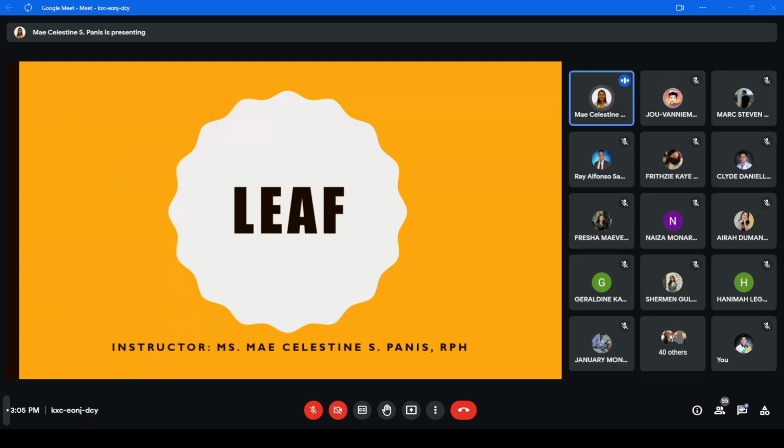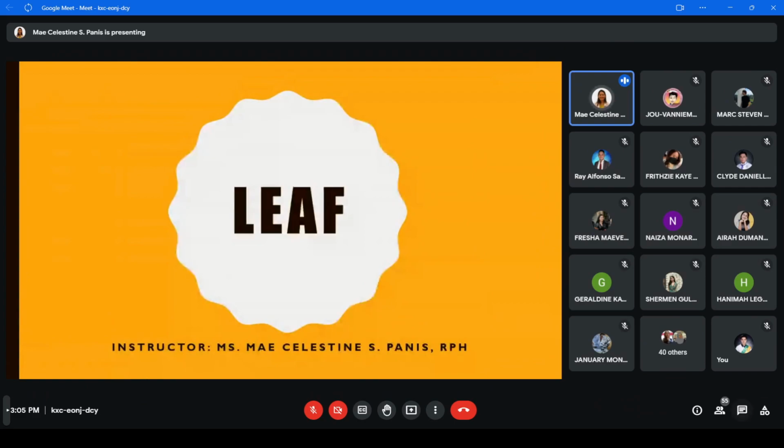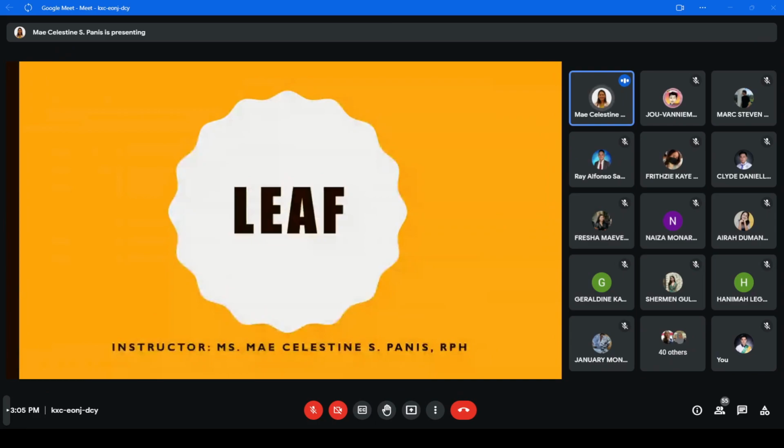So it is very common, you have all seen a leaf. Everywhere we can see that. So today, our objective for this discussion is for us to know more what is a leaf, to know more the external structure of the leaf. For this afternoon, we will focus more on the external structure first. In the next meeting, we will proceed to the internal structure and the processes of the leaf. So now we will only discuss the external structure as well as their function.